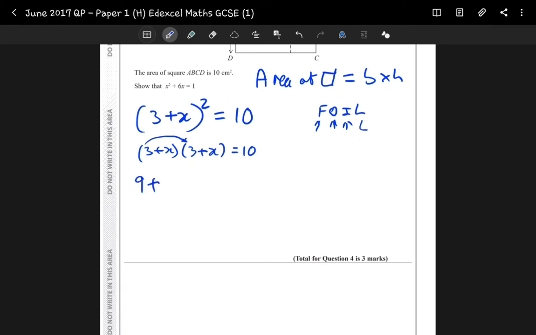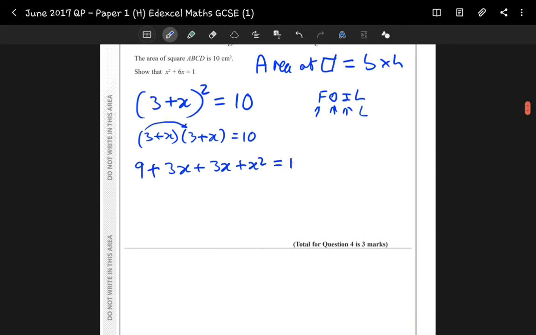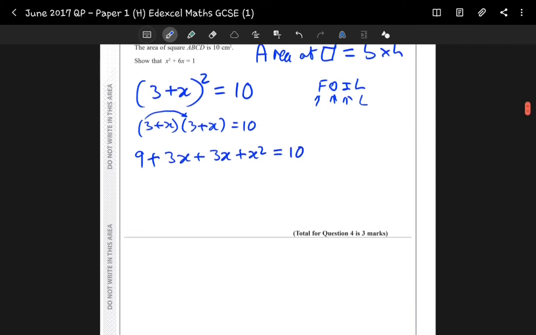Then you want to add the outside, which is 3 times x, that's going to give 3x. Then you do the inside, which is x and 3, which again gives 3x, as expected. And then you do the last, so that's x times x, and that's x squared. And remember, it still all equals 10. Next thing you want to do is tidy things up a bit. Simplify what's on the left-hand side of this equation. And that's going to be x squared, right, from here.